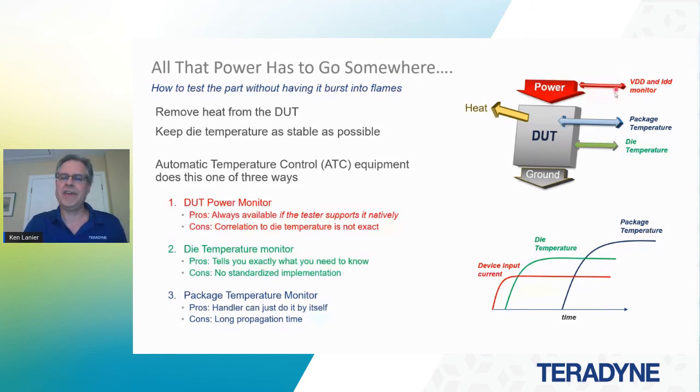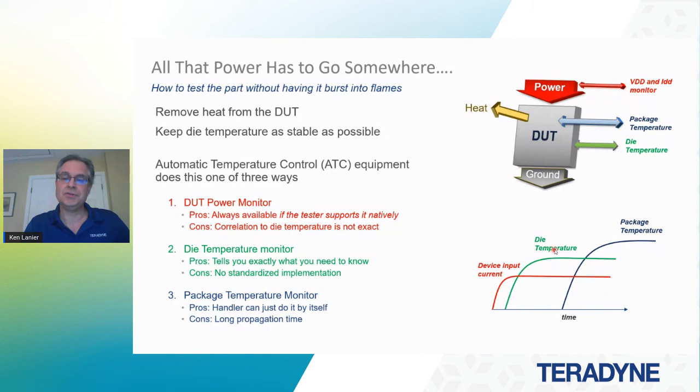And the cool part of that is that this current increase is the thing that happens first in time. So you get a jump, because these systems have a response time to them. You get a jump on things if you're monitoring the power supply current. The only downside is that the current going into the device does not exactly predict the die temperature. It's a good indicator, but it's not exact.